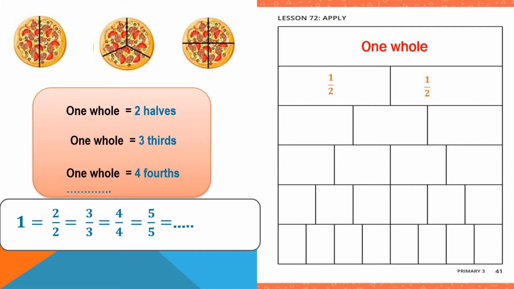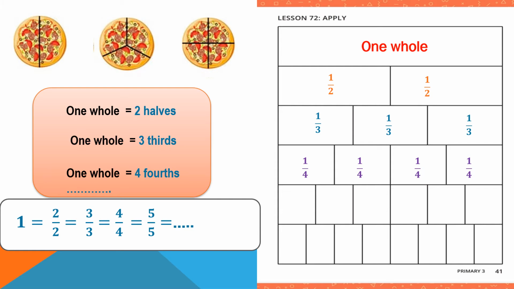This bar is divided into three equal parts. 1, 2, 3. So each part is called a third. 1 over 3. Third, third, third. So the one whole contains 3/3. Now, this bar is divided into four equal parts. 1, 2, 3, 4. So the one whole equals 4/4.